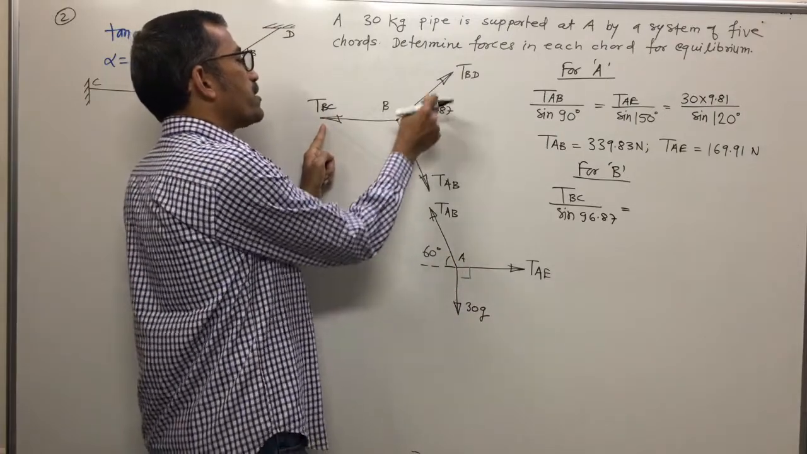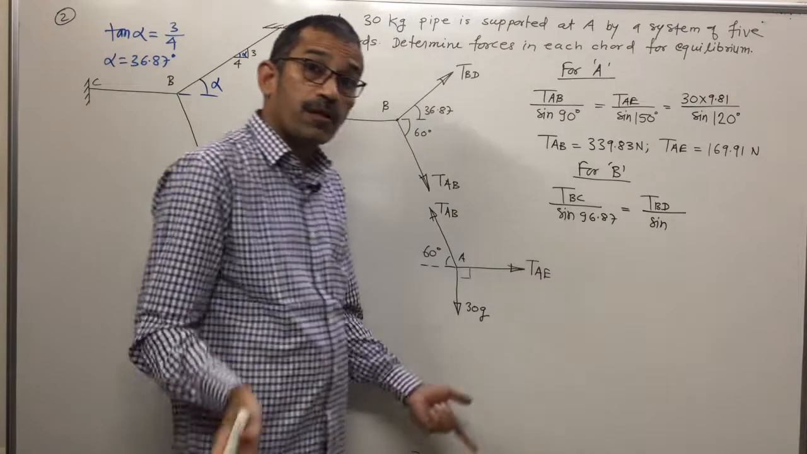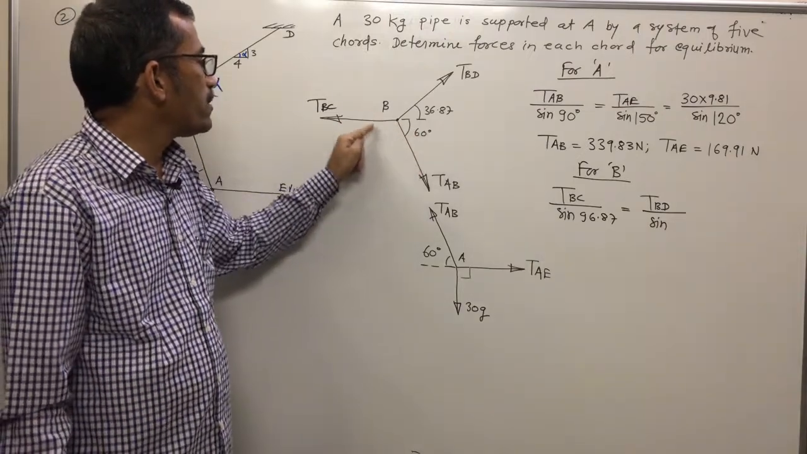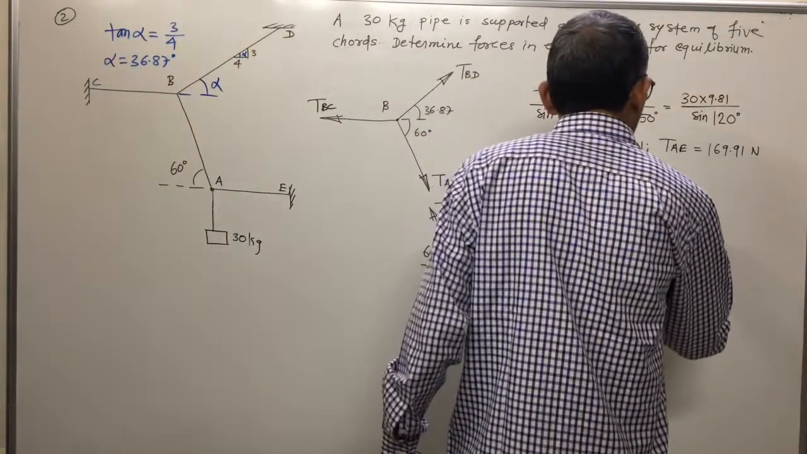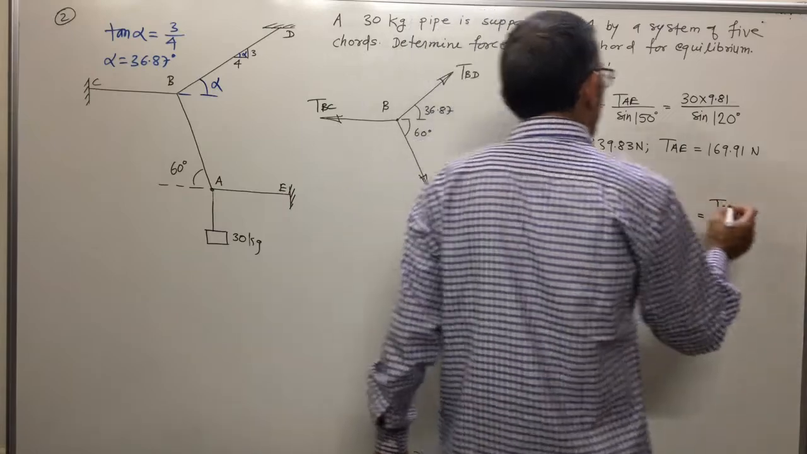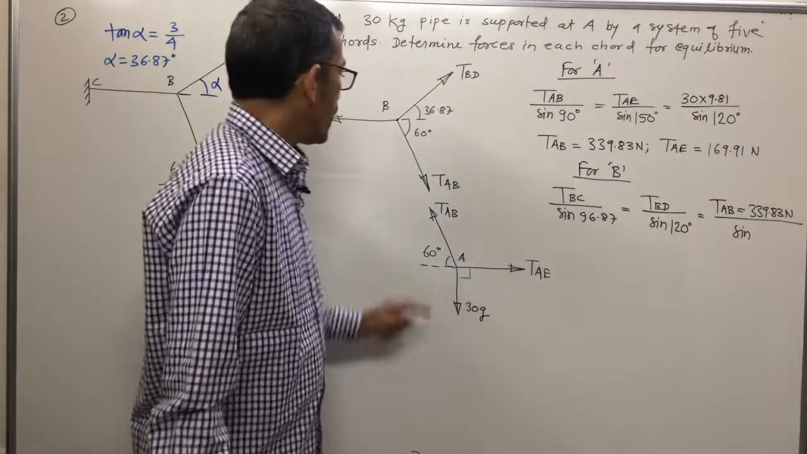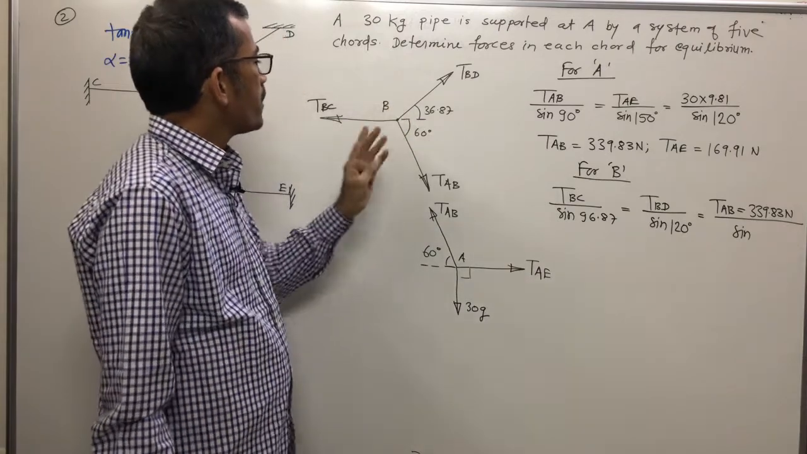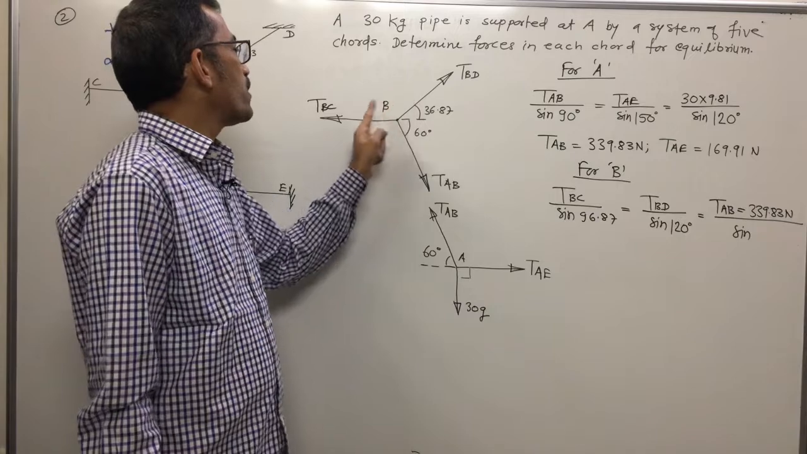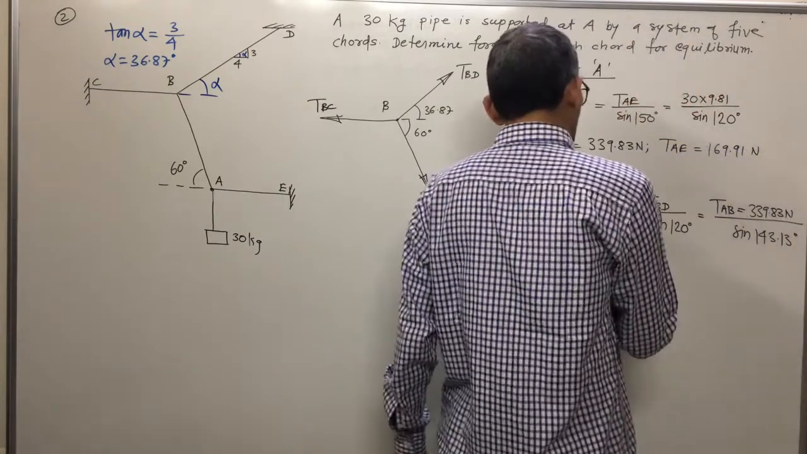TBC upon sine of 96.87. TBD, if I write TBD upon sine of which angle? Between the other 2 forces, so TBD upon this one angle. How much does this one come out to be? This is 60, total 180, yes, minus 60. How much will we get? 120 degrees, equal to TAB, where TAB you already know. So I will write here TAB is 339.83 Newton divided by sine of which angle? TAB upon sine of the angle between the other 2 forces. So this is 180 minus 36.87, that means 90 minus 36.87, which comes out to be 53.13, plus 90 means 143.13 degrees.